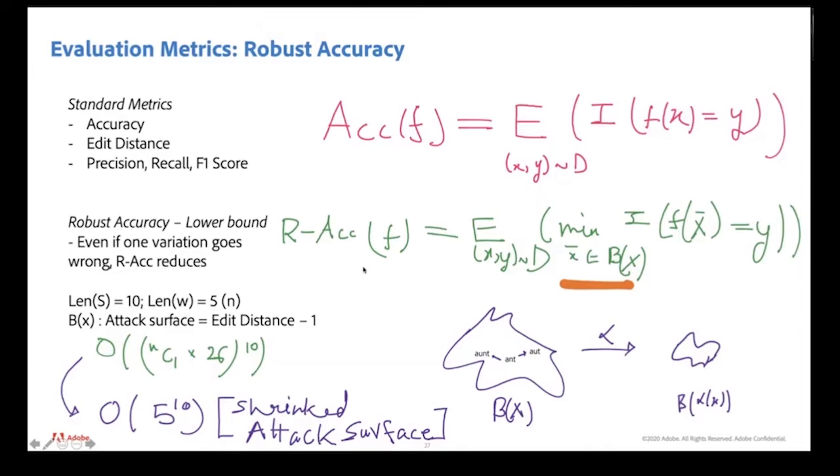The advantage of our scenario is that, as we have shown earlier, there is certain structure in the OCR errors. So you actually have a shrunken surface. Hopefully this is still large, but the hope, since we haven't exactly computed this, is that we can compute this because of a shrunken surface. This will still be the lower bound of accuracy, right? Whatever other accuracy you compute on the shrunken attack surface will be higher than this.